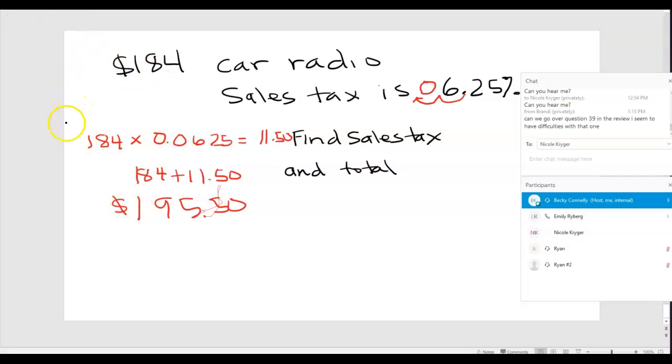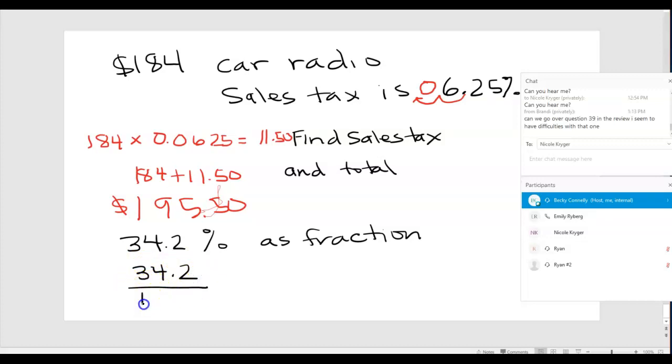So if it says like 34.2% as a fraction in simplest terms, right? Like you said, you're going to write 34.2 over 100 because percent always means out of 100. But then we need to move that decimal point on the top to be at the end. So we don't want it to say 0.2. We want that decimal point to be after the 2. So that means we're moving it one place to the right, which means we also need to move the bottom one place to the right.